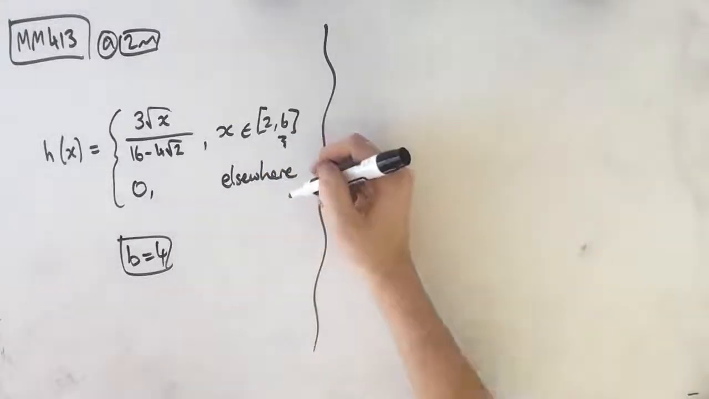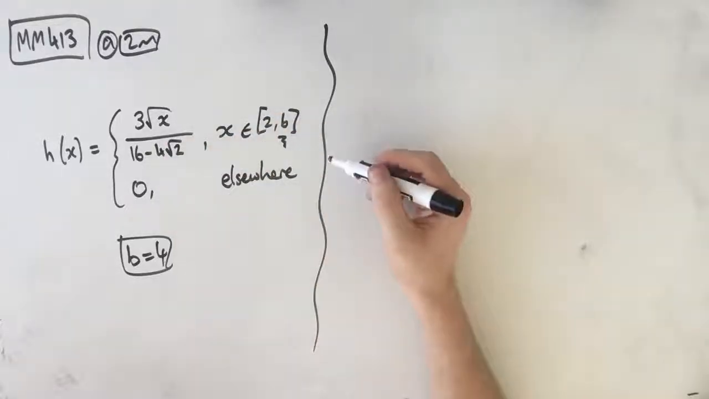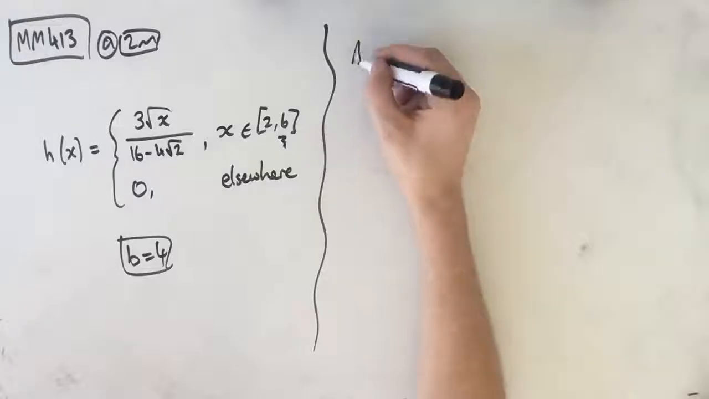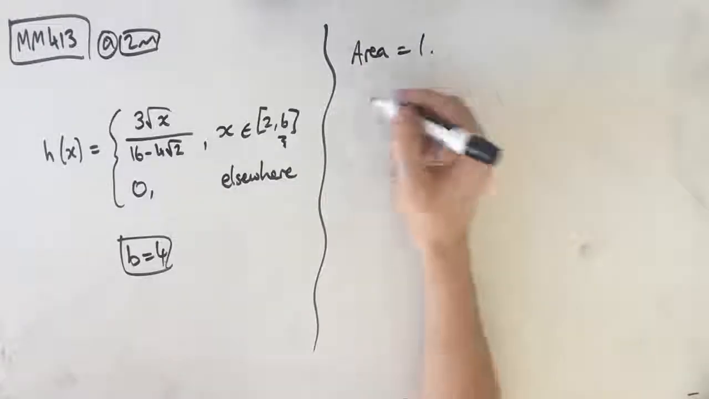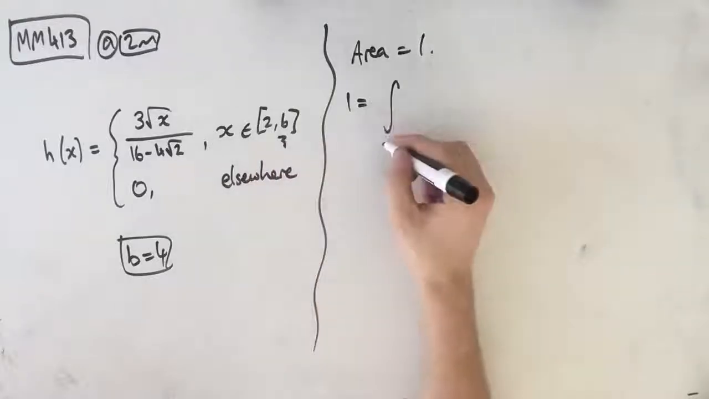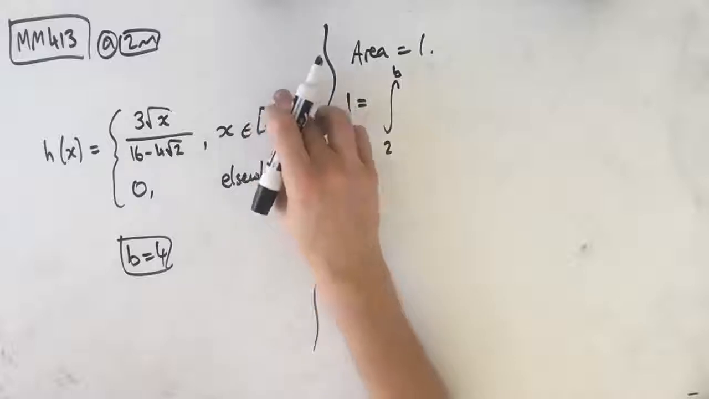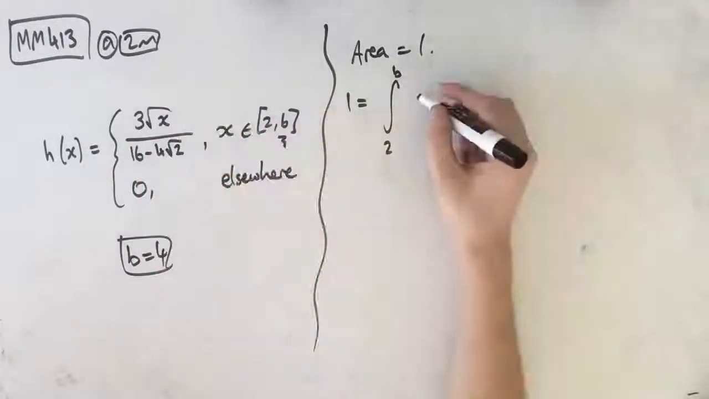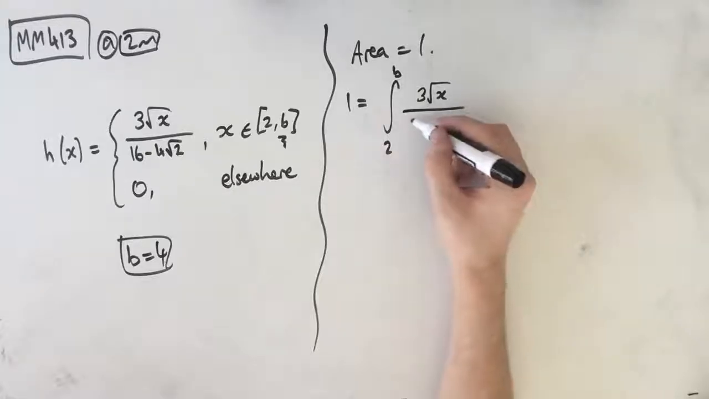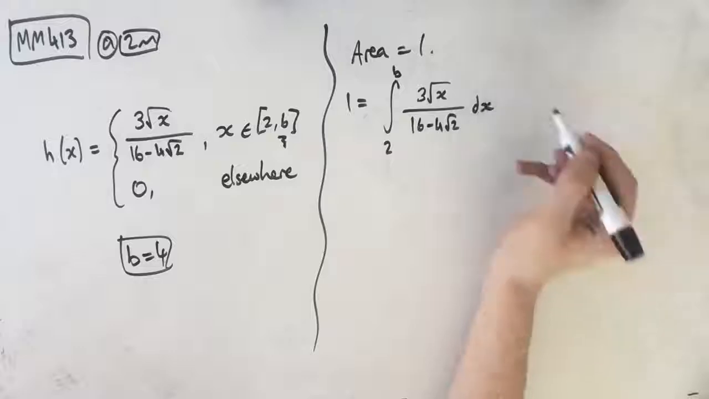Now, first things first is to recognize that in a probability density function like this, the total area under a probability density function is equal to 1, okay? So our total area is equal to 1, right? And our area is found by doing the integral from 2 to b, or from our lower to our upper, of the function. So 3 root x over 16 take 4 root 2 dx.